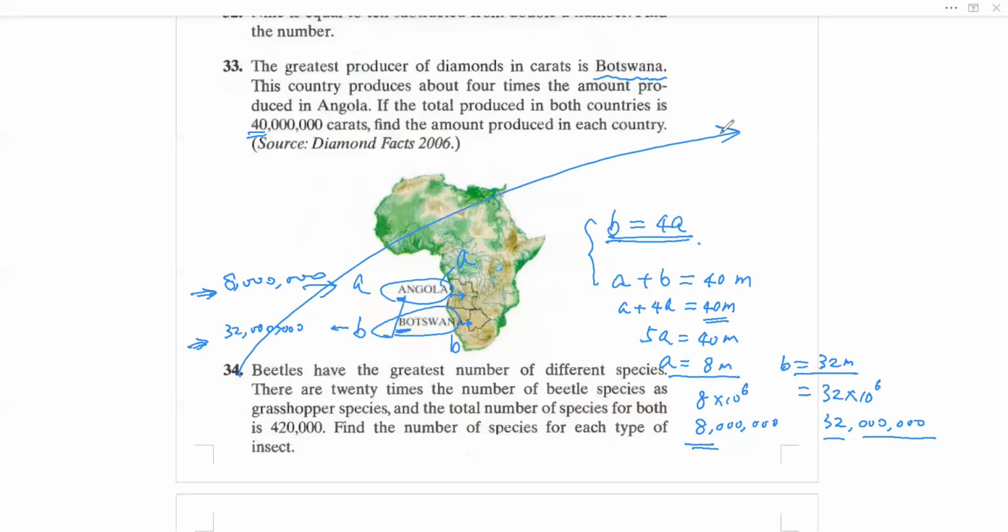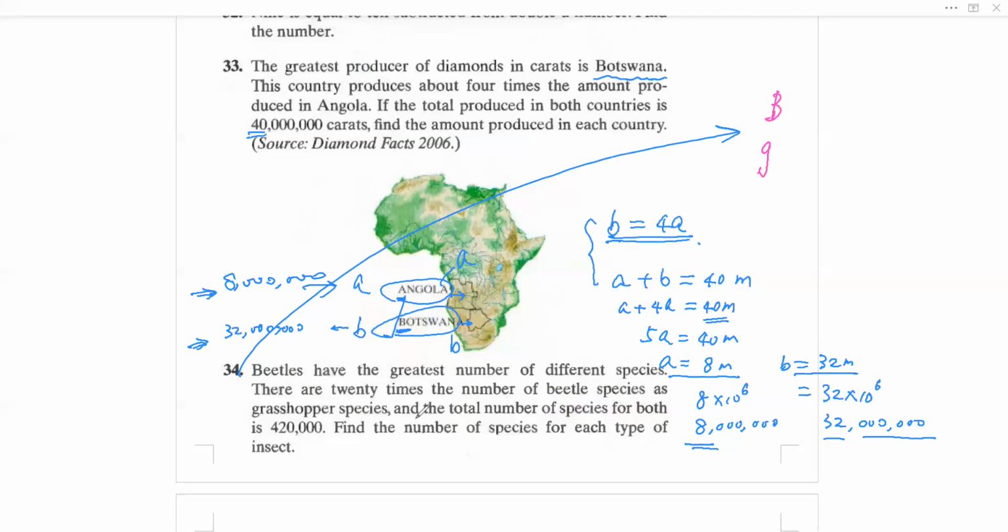34. Let's read one more, read all of them, all right? Beetles have the greatest number of different species. Beetles have the greatest, so it means at least 3 of them, right? There are 20 times the number of beetle species as grasshopper species. We say B. B is beetles. The other one is grasshoppers. We say G.